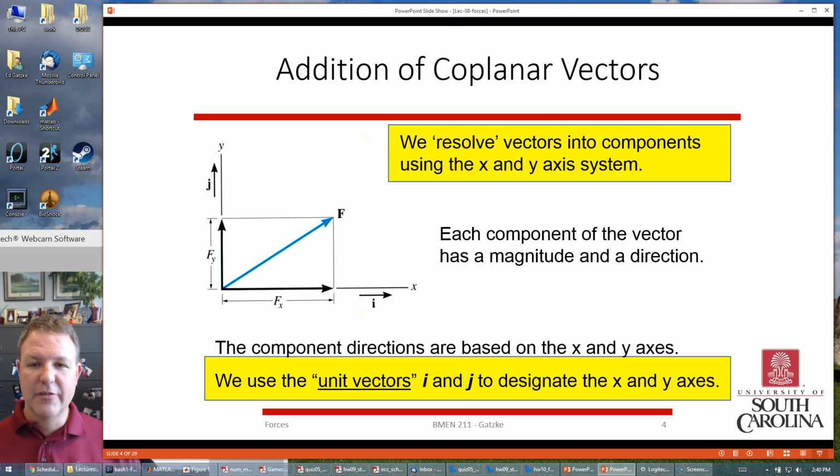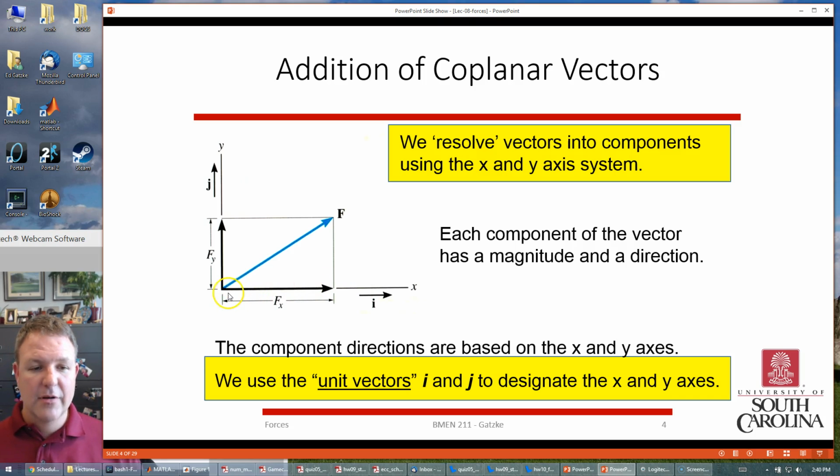So we have to learn to resolve these vectors into components using the x and y axis system. If we have a vector, this big vector F, capital F, which is a vector, and it's a two-dimensional vector, it's going to have an x component, the length of this triangle side, and a y component, the length of this triangle side. Now, we have to figure out how to determine Fx and Fy. We're going to use the unit vectors i and j to designate the x and y axes, just like x, y, and z correspond to i, j, k.